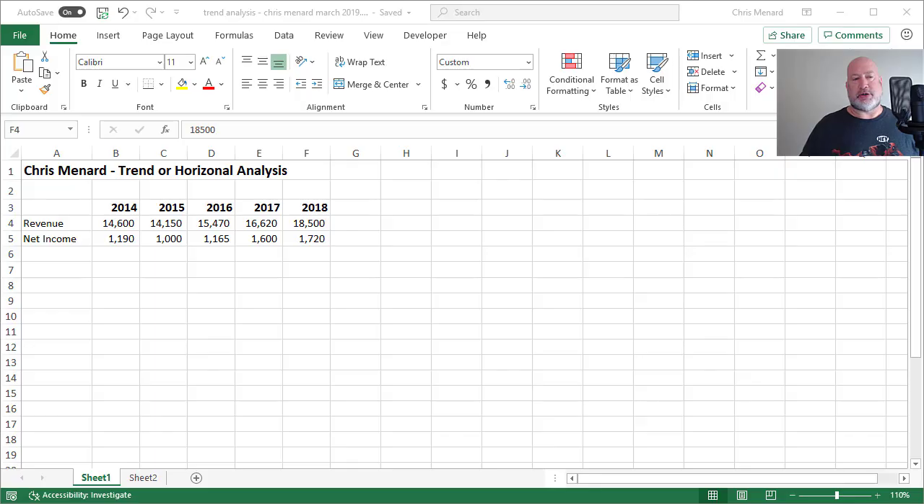You would use this to look at certain line items in a financial statement. I'm going to look at revenue and net income, but it could be balance sheet items like cash and inventory. You always have to have at least 2 years to do a horizontal analysis.